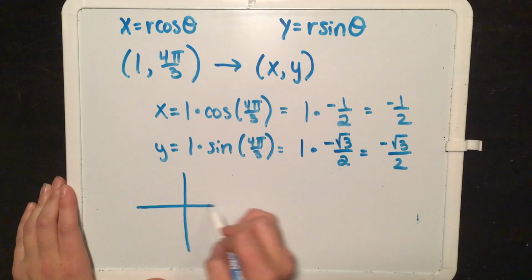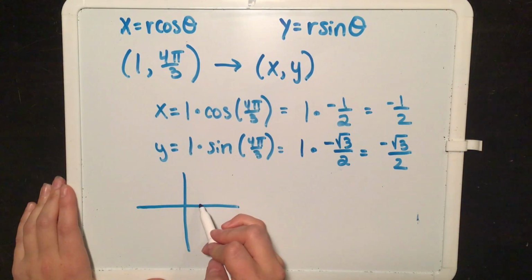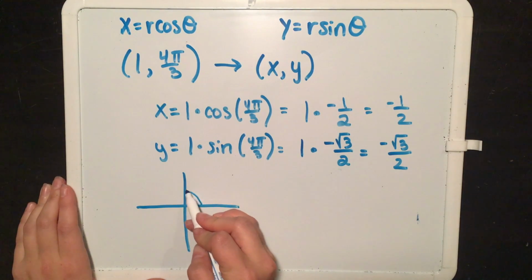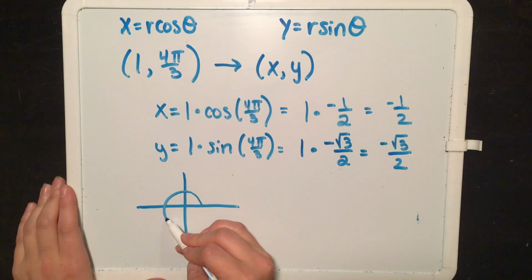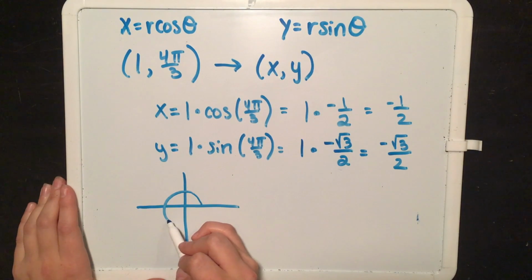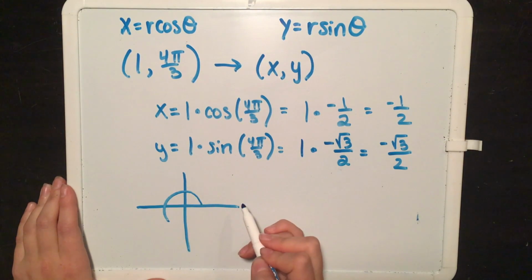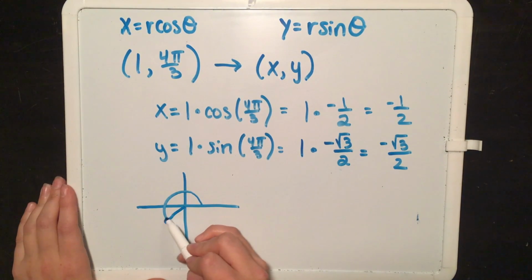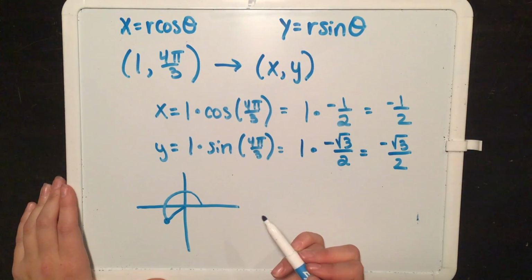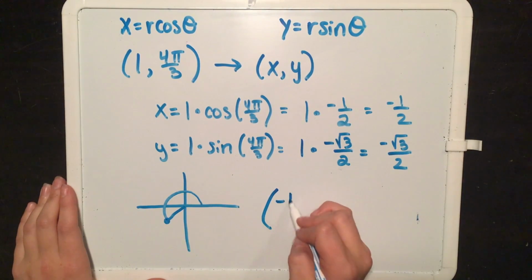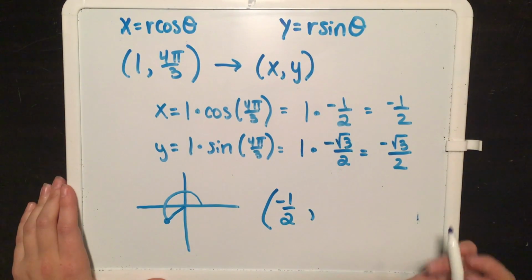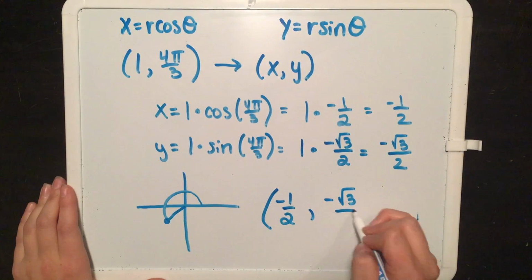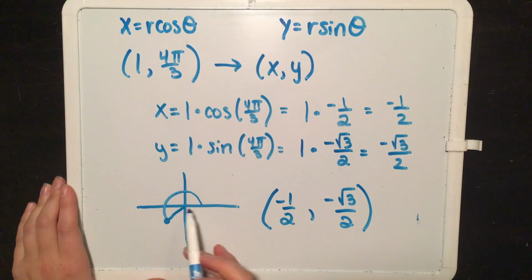Graphing this to verify, our angle is 4 pi over 3, which is past pi, about here, and our distance from the origin is just 1. So our x-coordinate is negative 1/2, and our y-coordinate is negative root 3 over 2, which makes sense because both our x-coordinate and our y-coordinate must be negative.